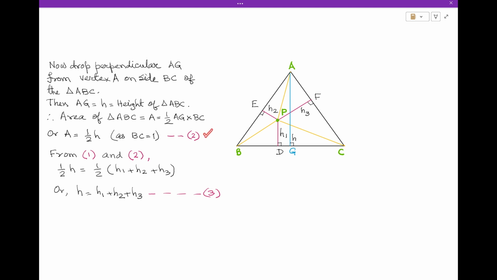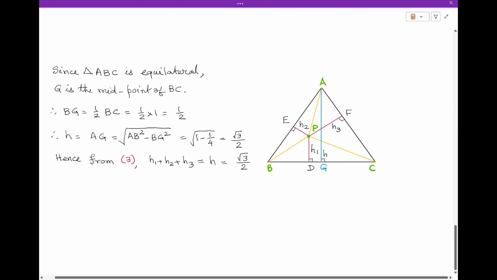From equation 1 and equation 2, we get area is equal to half h, which is the same as area is equal to half h1 plus h2 plus h3. Therefore, half h is equal to half h1 plus h2 plus h3. Therefore, h is equal to h1 plus h2 plus h3. Let us call it equation 3.